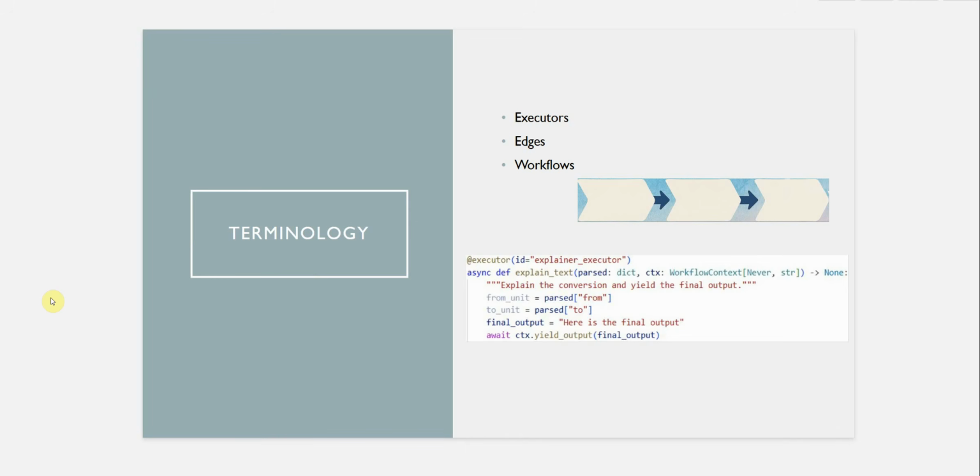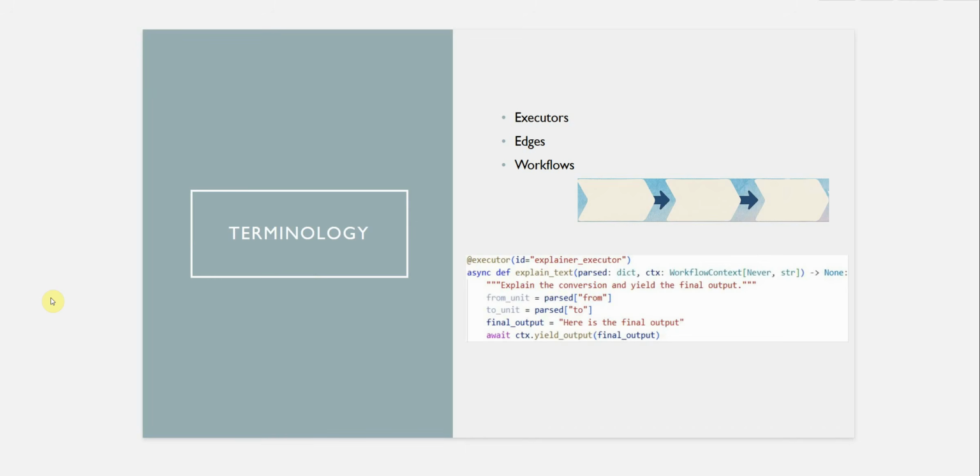So in that case, whichever main function you are saying is the individual processing unit can be decorated as an executor. So in this case, I have an executor named explain text, and it has a unique ID which is explainer executor. So one of these white boxes will be the explain text executor, and it will just take some dictionary as an input, will do something and will spit out some output which is in the form of a string. So this is the first thing.